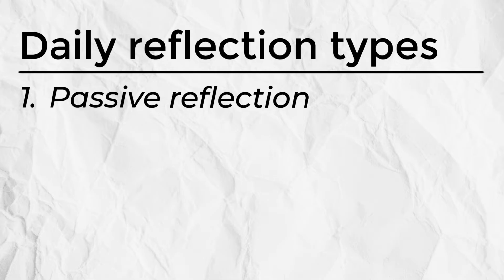As mentioned before, we have two different types of daily reflection. We've got what we call passive reflection and active reflection. Passive reflection is the type that you're probably already doing. It's the part where we actually log things in our bullet journal.